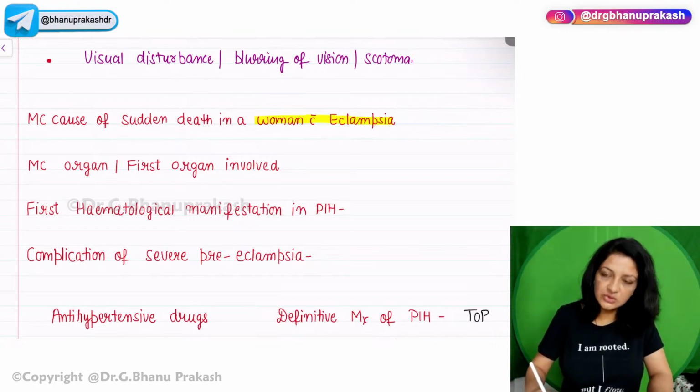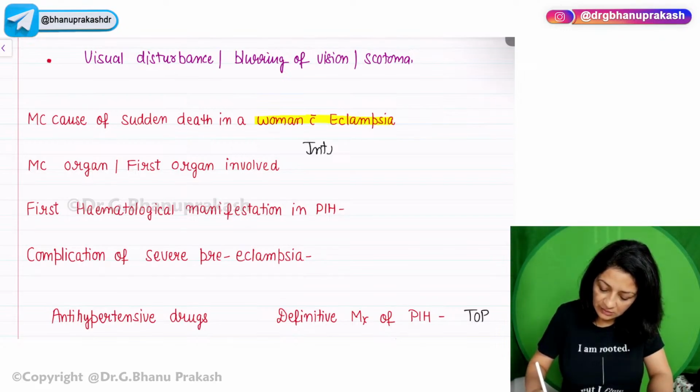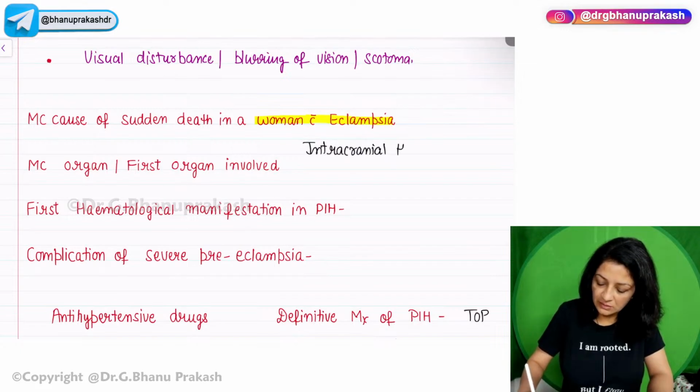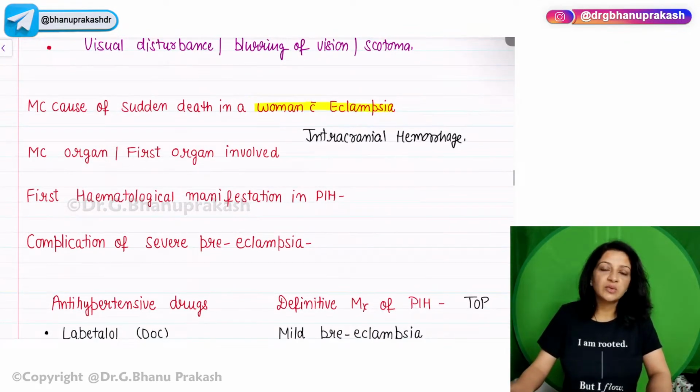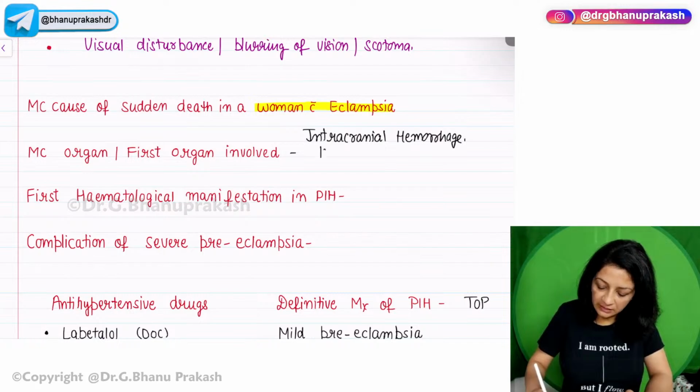So the most common cause of sudden death is intracranial hemorrhage. Intracranial hemorrhage. So the most common organ and first organ involved कौन सा होगा? Kidney.